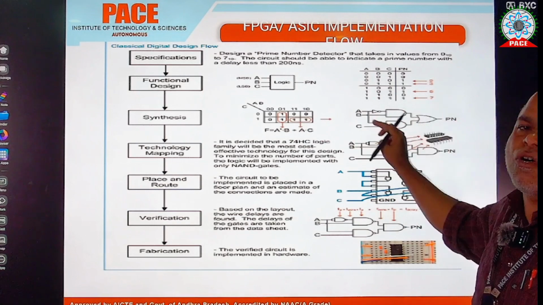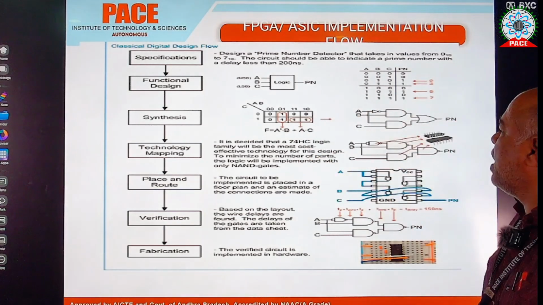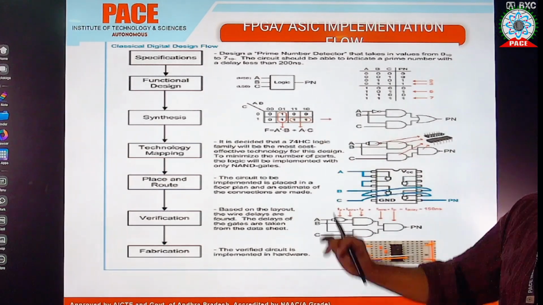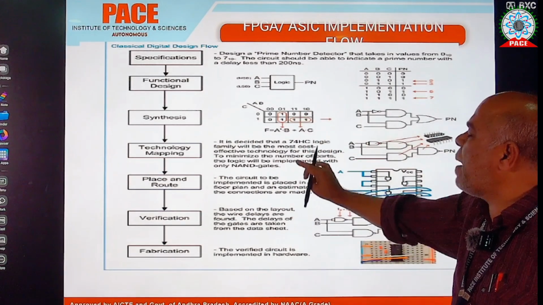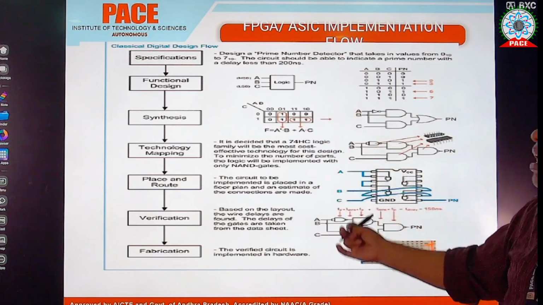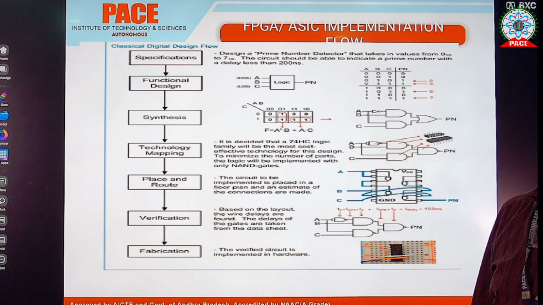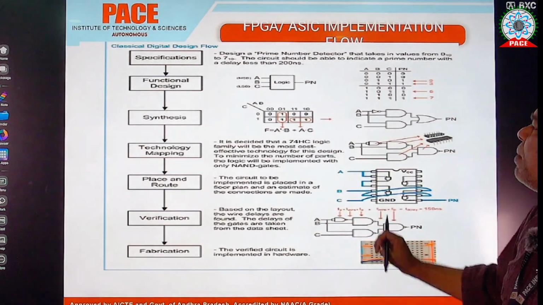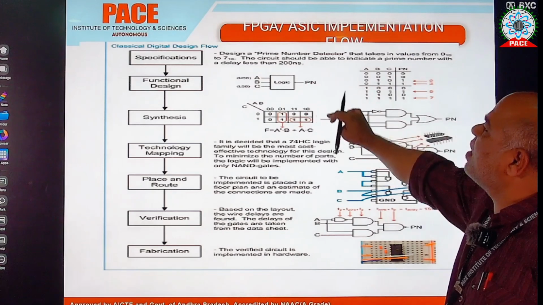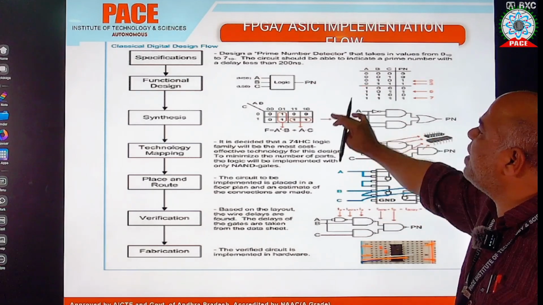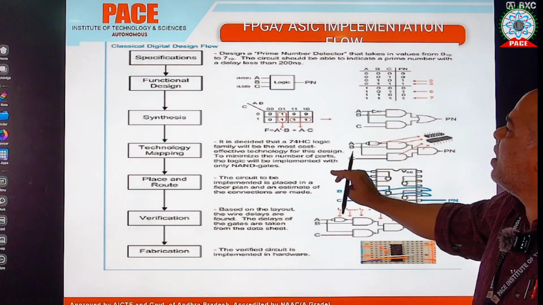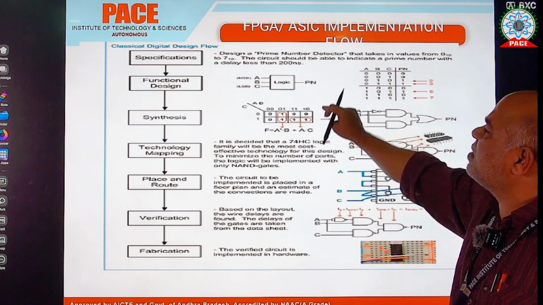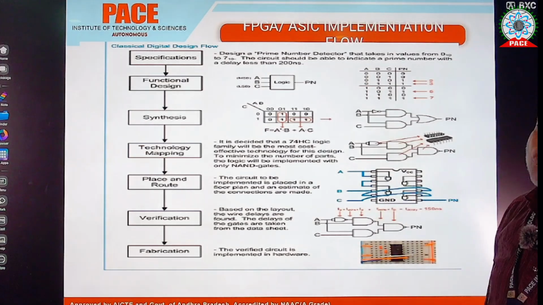What technology you need is decided in technology mapping, such as 180 nanometer or 5 nanometers. You have to choose the technology, and that depends upon the tool, because tools are available in VLSI. This flow will be done by Xilinx Vivado, or ModelSim, or Questa Sim, which I can use to get the output or simulation result.